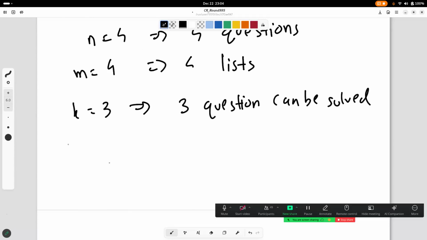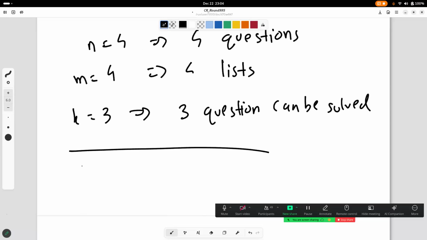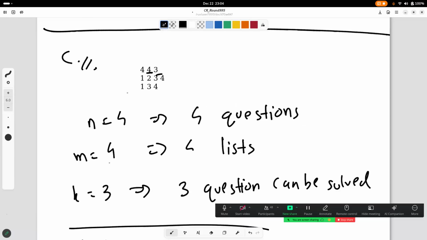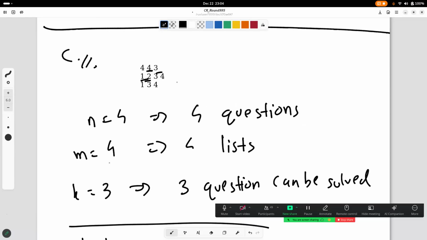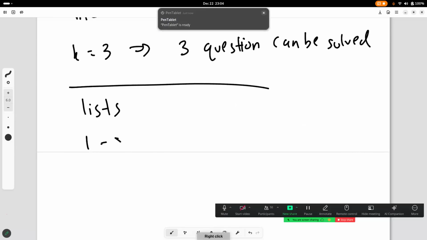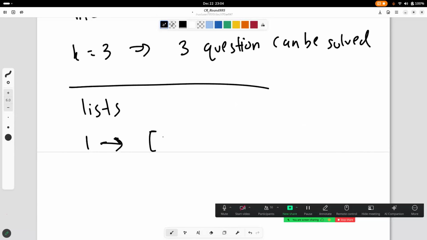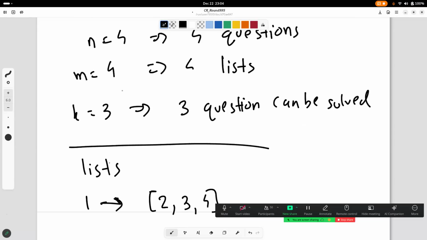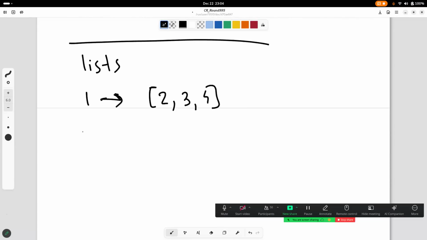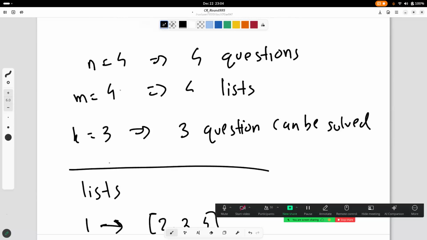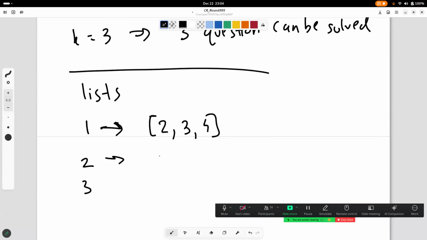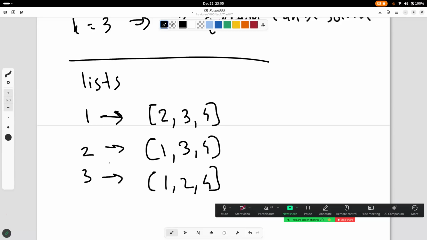So what are the lists that we have? The lists are denoted by 1, 2, 3, and 4. 1 implies that the list has all questions other than 1. That is, if you leave out 1, then you have 2, 3, and 4. There are a total of 4 questions, so our questions are 1, 2, 3, and 4. If your list is denoted by 2, then that would be 1, 3, and 4, as 2 is not present. If your list is denoted by 3, that would be 1, 2, and 4, skipping the 3.